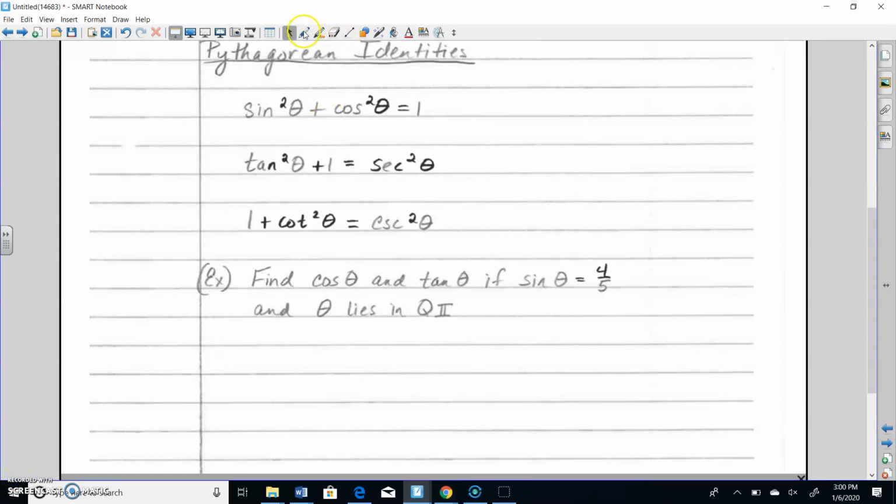Okay, so the first thing we're going to do is we're trying to find the cosine and the tangent, and we know that the sine of theta is 4/5. So my first step is going to be to find the cosine, and I can use this identity, sine squared theta plus cosine squared theta equals 1, to do that. So I'm going to write that sine squared theta plus cosine squared theta equals 1. And where I see sine theta, I'm going to put 4/5. But I'm going to square it because it's sine squared.